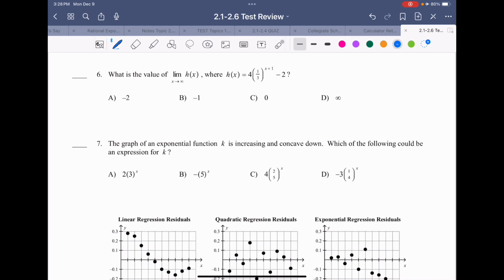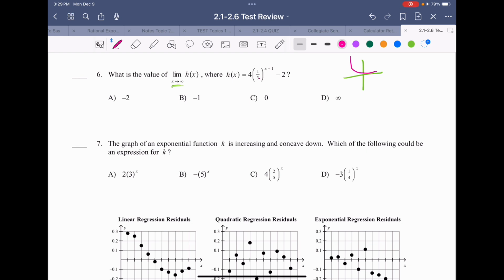Alrighty. Number 6. No idea where number 5 went. There is no number 5. What is the value of the limit of h of x as x approaches infinity? So let's look at what's happening with this graph. Okay, so here we have 1/3, so it's going to look like this, because it's decay.